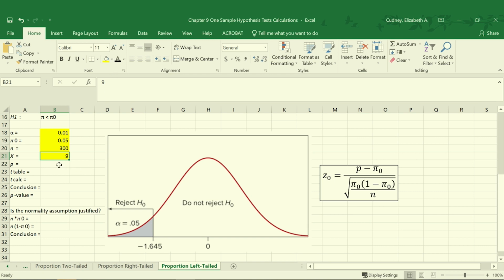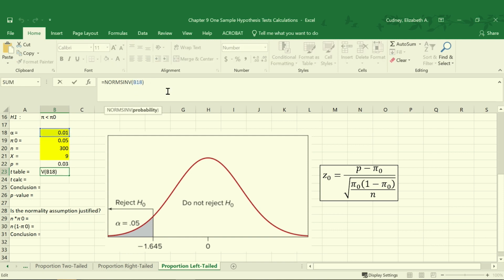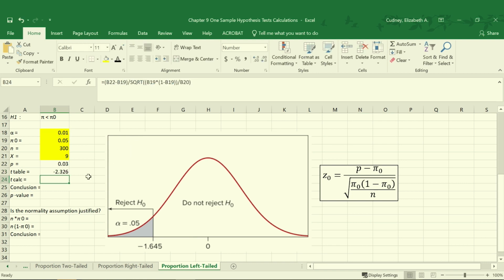We had 9 out of 300, so we'll calculate our value for p as B21, our x value, divided by our sample size from B20, or 300. So now that we have our value for p of 0.03, we can calculate our value for our t-table. For our t-table, we're going to use the norm.s.inv function, and we're going to use B18, which was our alpha value. So our value for our t-table is negative 2.326.